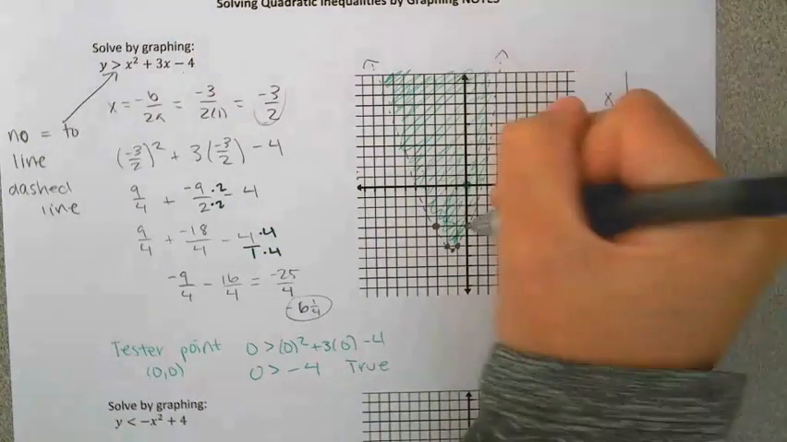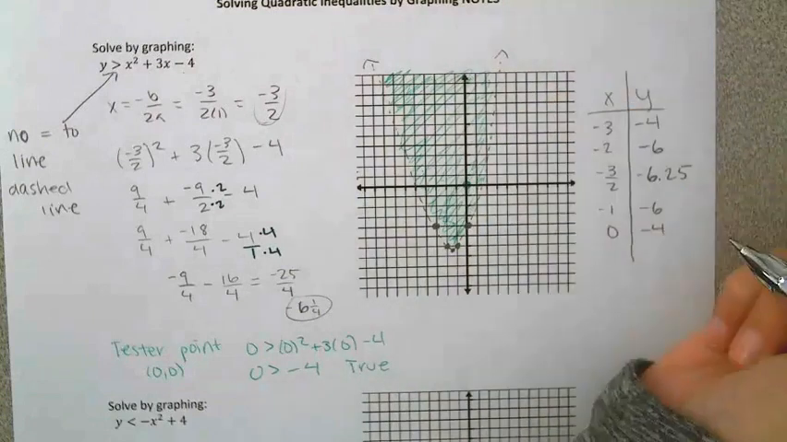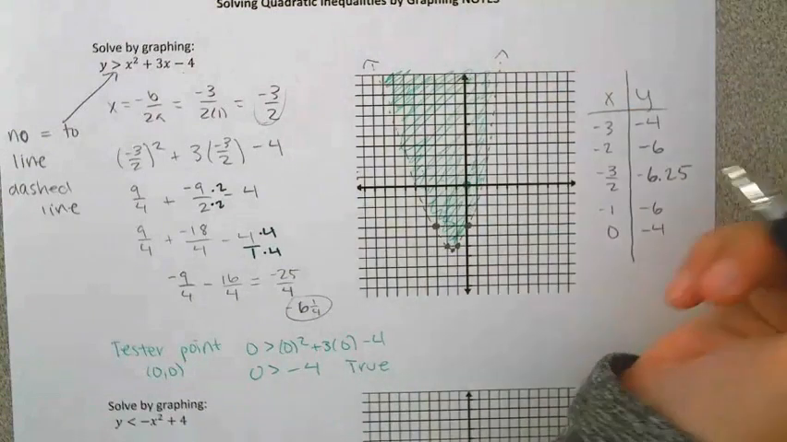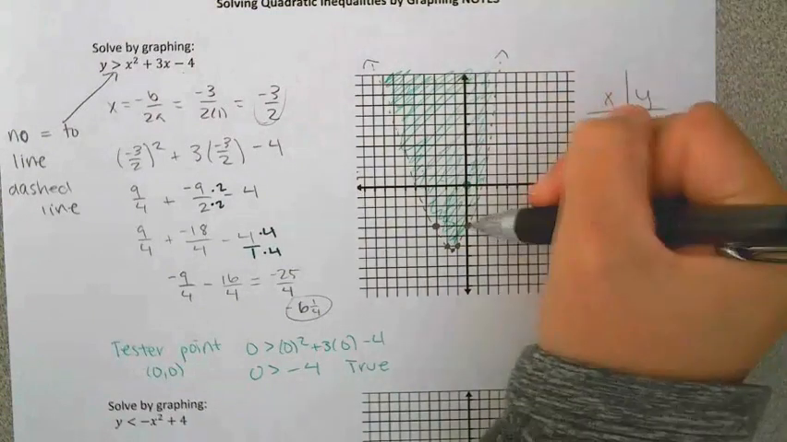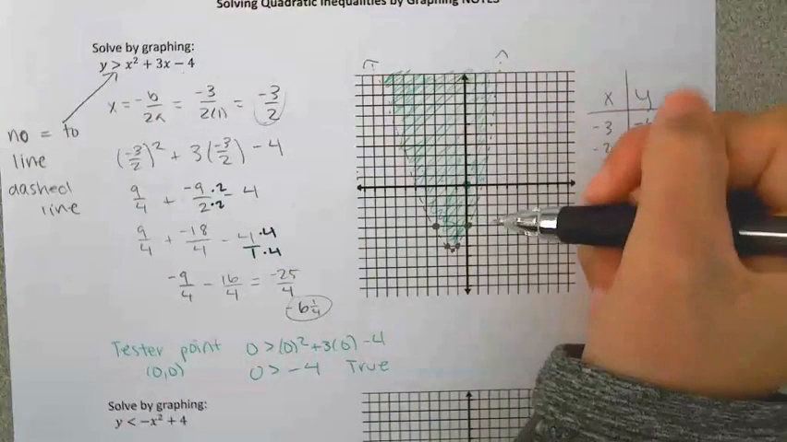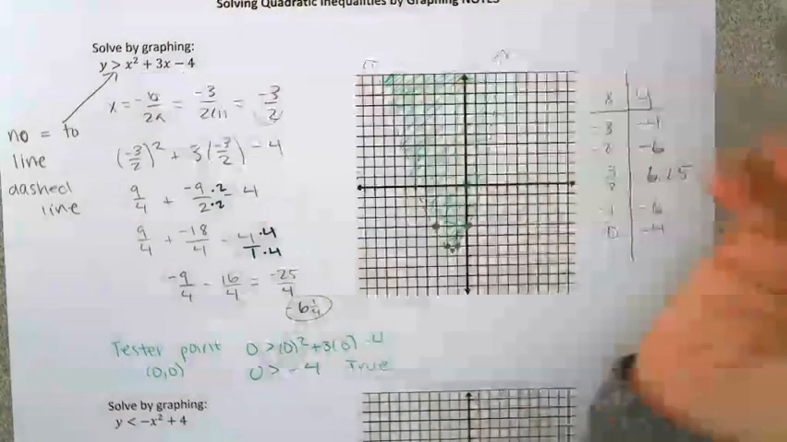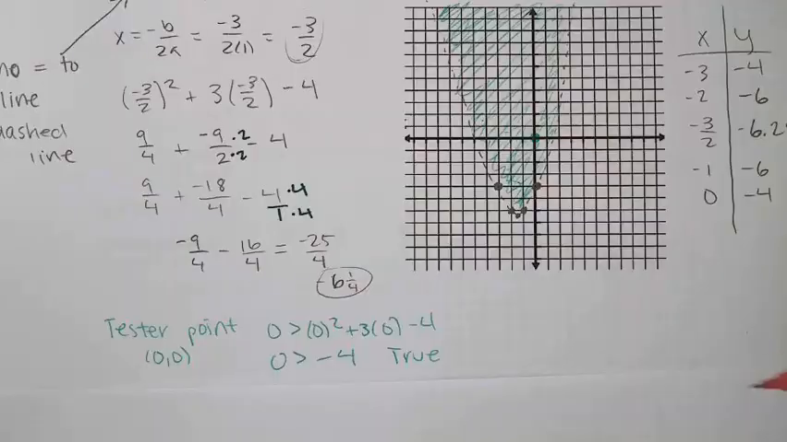So if I picked this point right here, my vertex, not my vertex, my y-intercept (0, 4), that would be not true because it's not an equal to line. If there was an equal to line, it would be true.